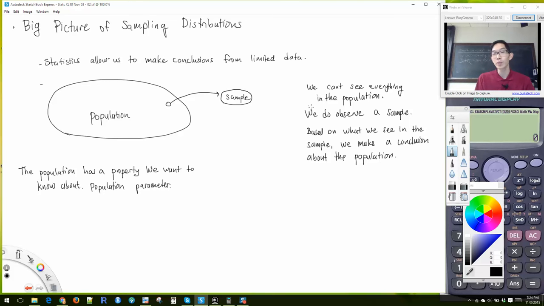What we can do is maybe find a random sample of 50 elephants or something, okay? And so we want to take the corresponding statistic from our sample. In that case, that would be the average weight of the 50 elephants in our sample. And based on what we see in our sample, can we then say something about the population? I'm hoping that's okay with everybody? So let me just write that down. The population has a property we want to know about, the population parameter, okay? When we look at a sample, we will find the corresponding statistic.